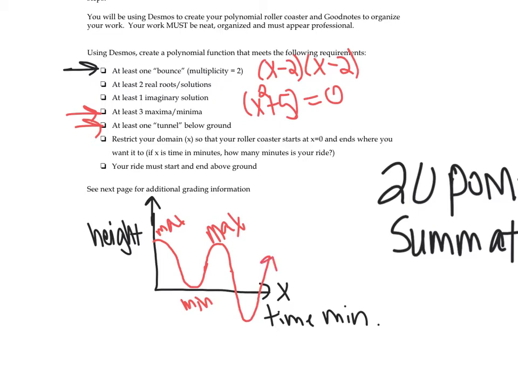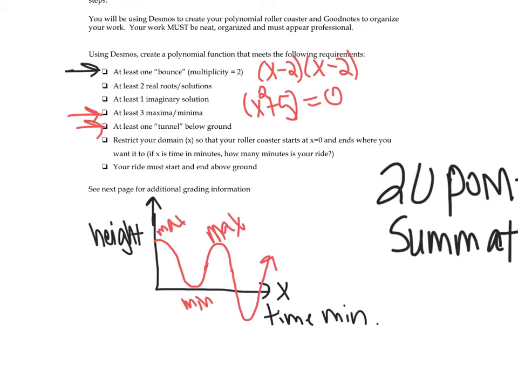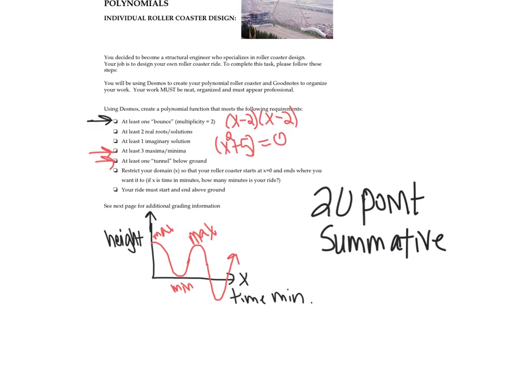Then restrict your domain so that your roller coaster starts at 0 and ends where you want it to. Basically, x is your domain, and how many minutes is your roller coaster going to be. I'll show you on an example graph here in just a minute how you can restrict that. And your ride must end and start above ground. Okay, so that's kind of the introduction of what you're going to do. And then the next slide is going to show you exactly what is going to be graded.